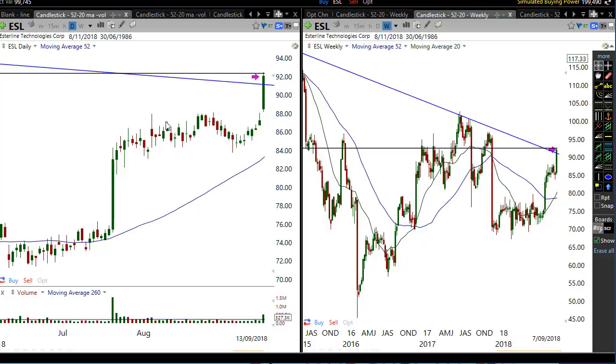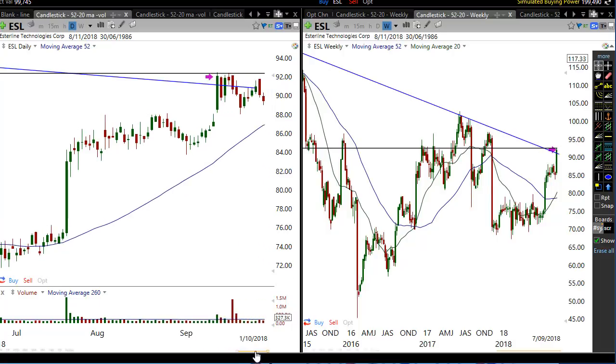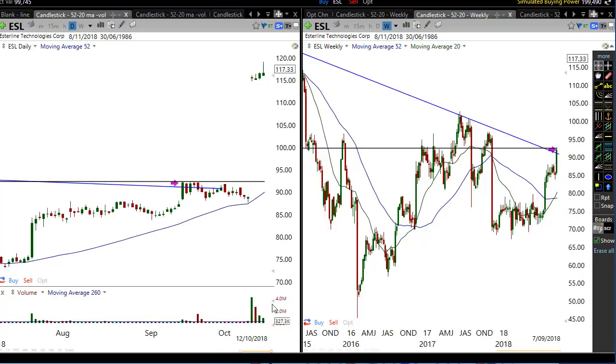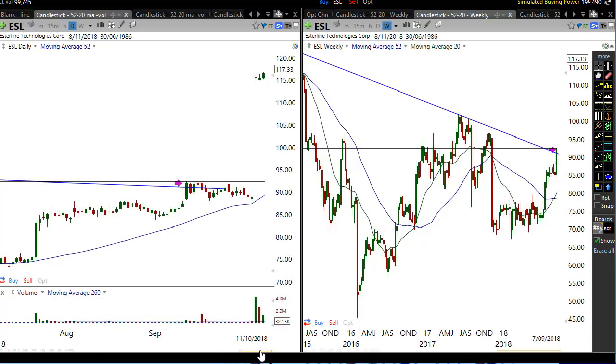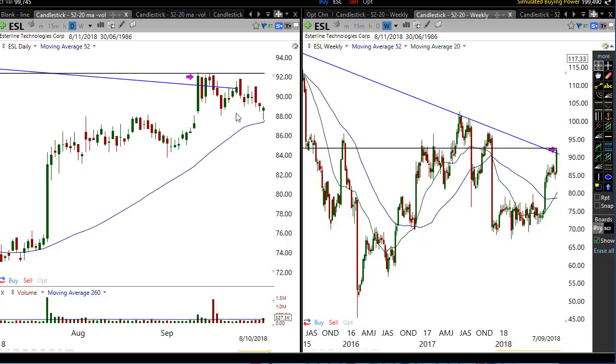So the short-term chart may say, hey, this looks like it's going to go up, but this is what the long-term charts say, and this is what actually happened with that trade there. Now, it did gap up on news, but that's luck. But as you can see, it actually backed off.